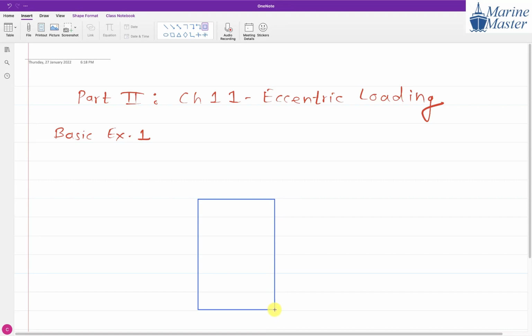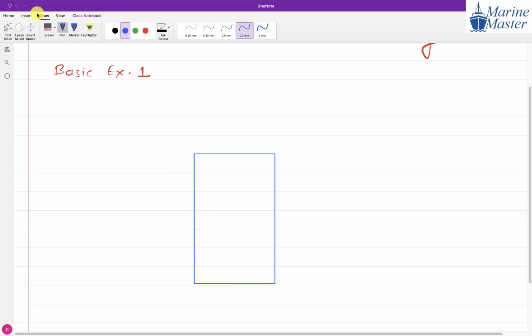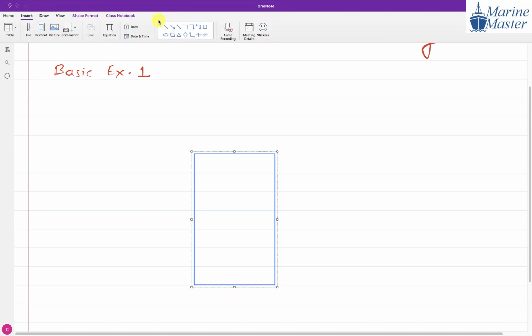So here we have a short column. Observe, this is a short column. Now try to understand the meaning of eccentric loading. Everyone observe. So this is a short column.